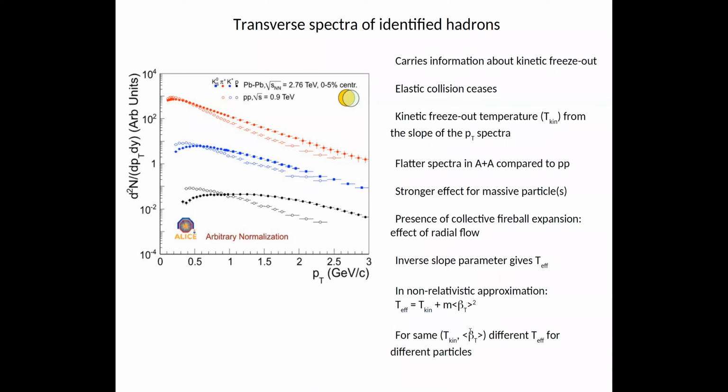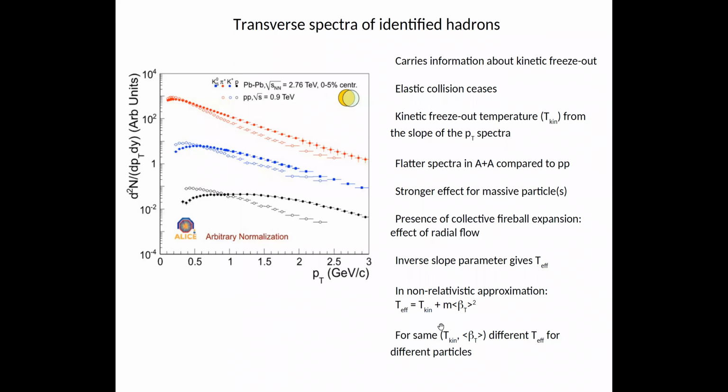It is symmetric in all directions, which is why we call it a radial expansion velocity, and m is the mass of the particle. So T kinetic and beta T are supposed to be the properties of the fireball, the properties of the medium. So they should be common to all particles. The freeze out temperature and beta T are supposed to be more or less the same for all the particles, because they are the properties of the temperature or the velocity of the fireball. Whereas m will be different for different particles.